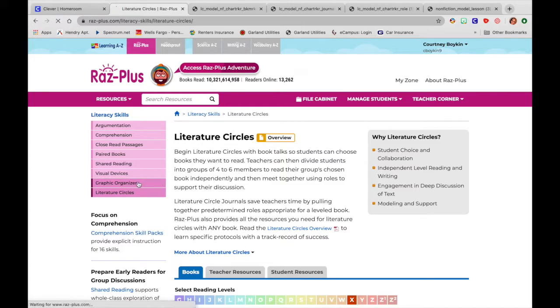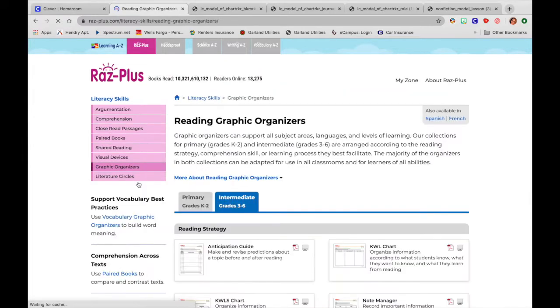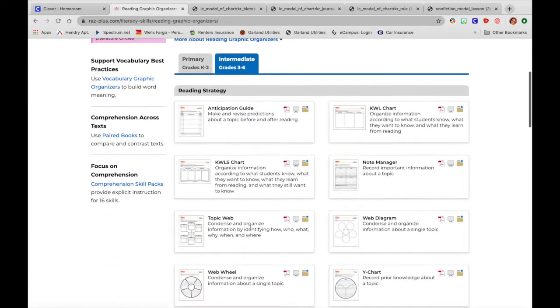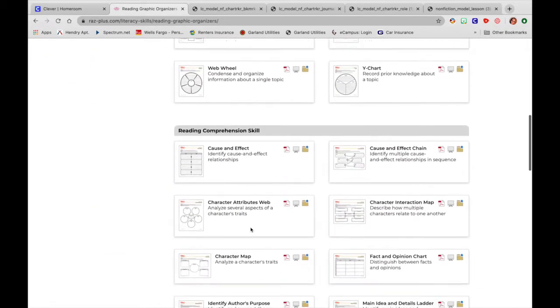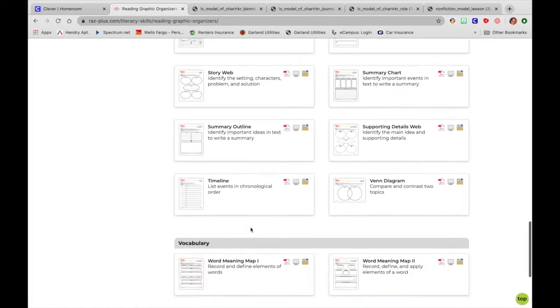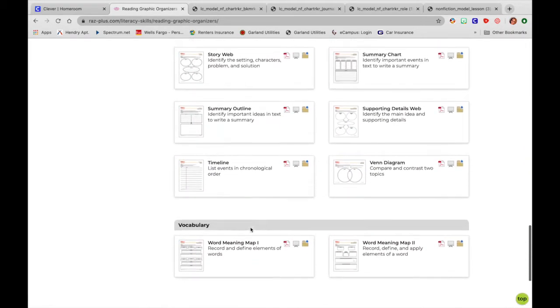Now, they also have graphic organizers, and these graphic organizers can be used at your small group table, at your intervention table, and we can also put these in centers when they're reading to self or reading with a partner. This will also help them have some productive conversations. They have these broken down into 2. So intermediate 3 through 6, these are all the charts and graphic organizers that you probably have introduced to them, or maybe a previous teacher has introduced to them.